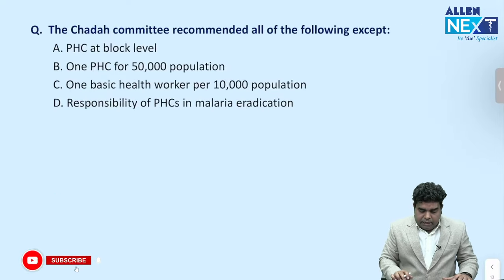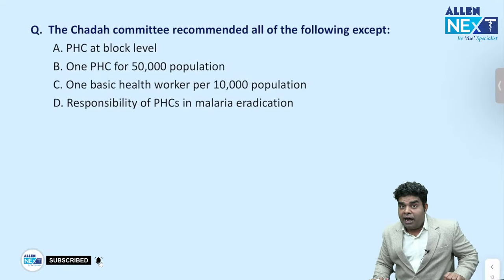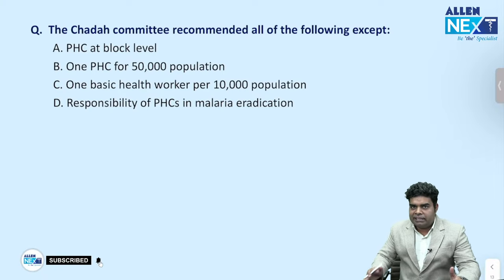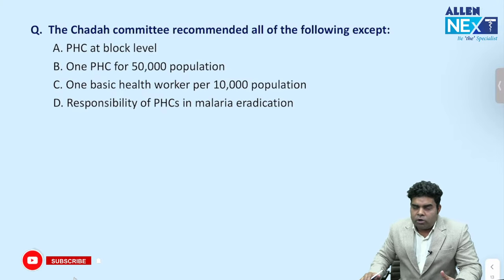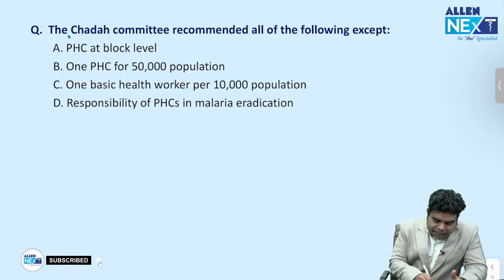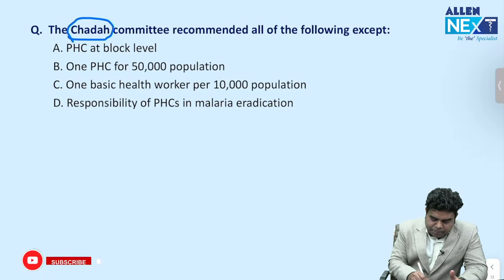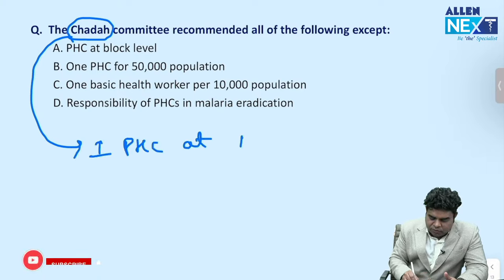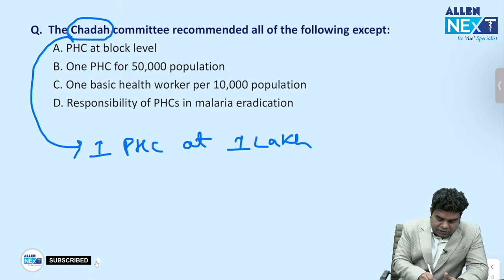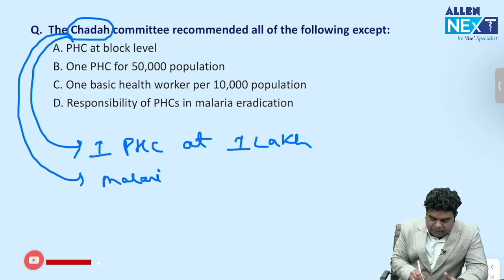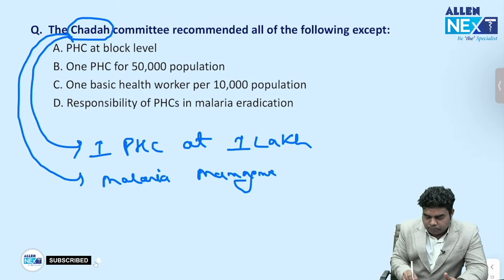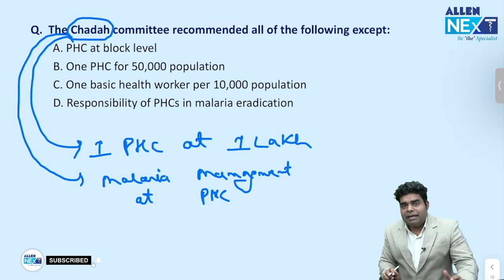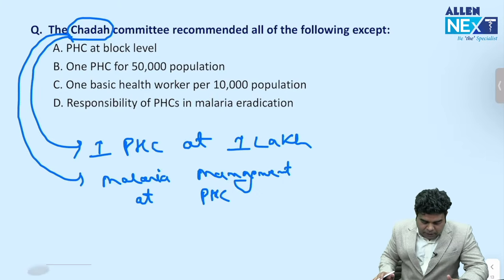Okay. Now, what is the recommendation of Chadha committee except? This is something which has been removed from the latest Park edition, all the health committees. But maybe the examiner does not know and they can still ask. So Chadha committee said that we need one PHC for 1 lakh. Chadha committee has two things. One, PHC at 1 lakh. Second, Chadha said that malaria management should be at PHC level. They gave a guideline for them and they separated family planning from other things.